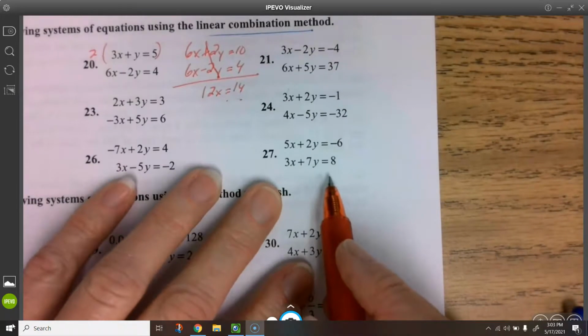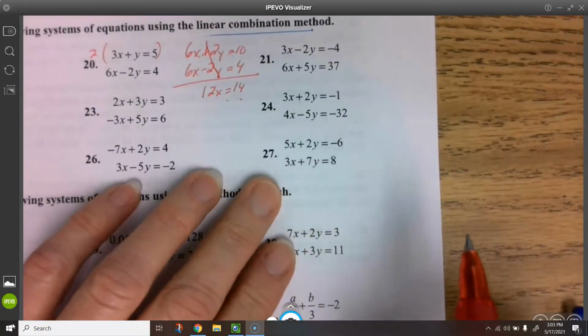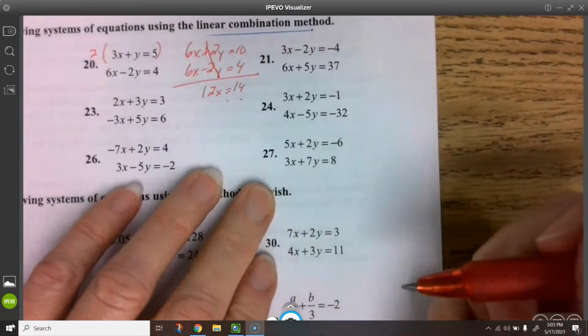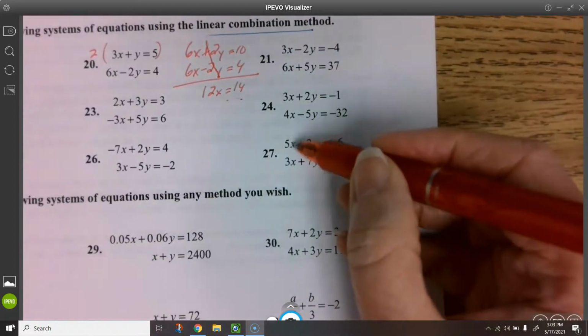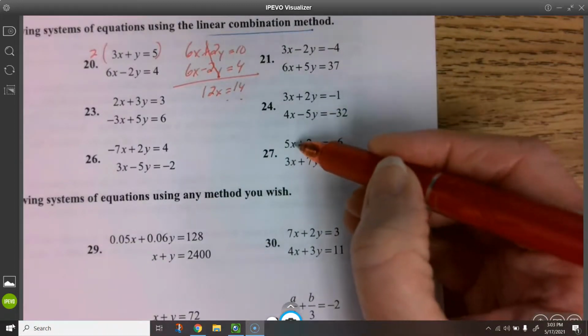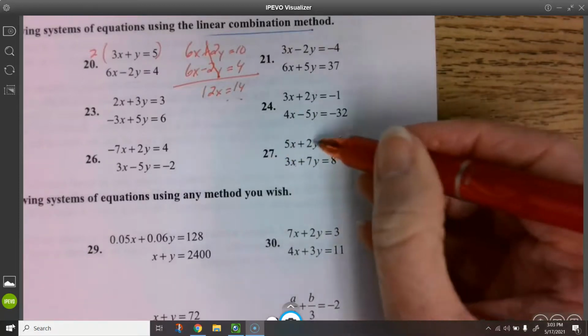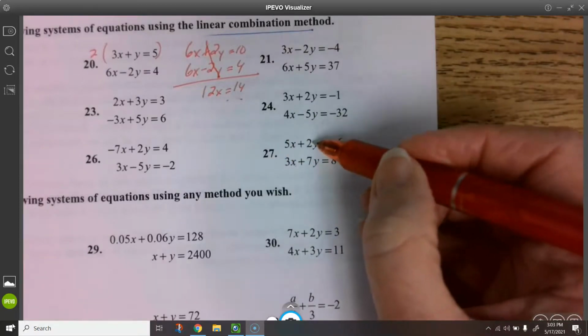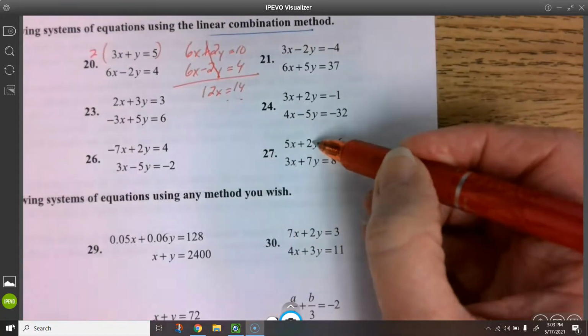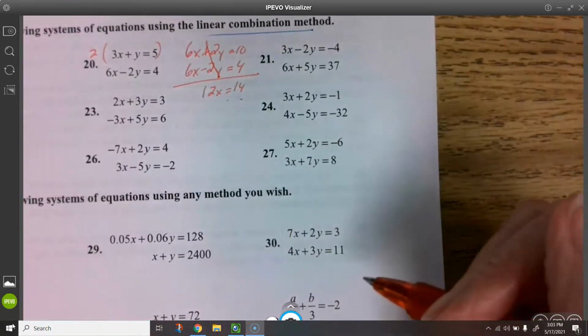Now, in 27, we can't just multiply one equation. We're going to have to multiply both equations by something. So if I were eliminating the x's, I'd multiply the top one by 3, the bottom one by 5. One of them would be negative. Or I could eliminate the y's, multiply this equation by 7, because it's down here, and this one by 2, making one of them negative. Okay? And then you add.